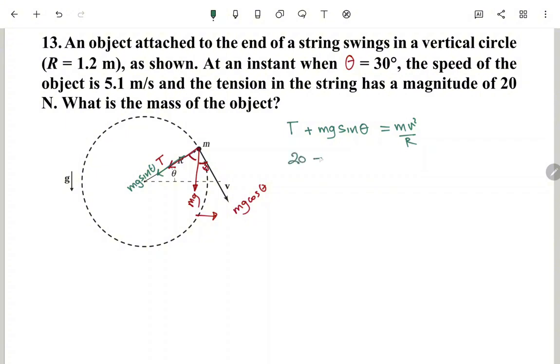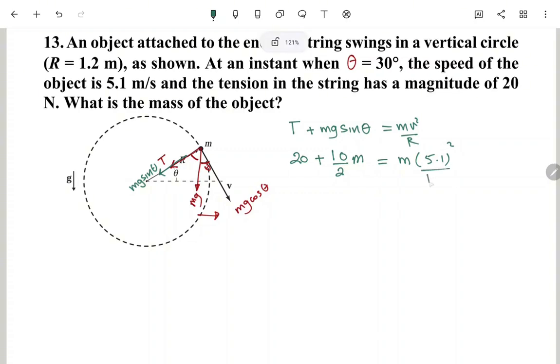20 is the tension, plus 10 over 2 m, equal to m times 5.1 square over 1.2, which is the radius of the circular path. Now you solve this one here, you will find the mass of the object, it's equal to 20 divided by 16.7, or the mass of the object is equal to 1.2 kilograms.